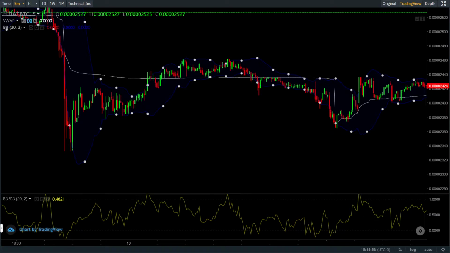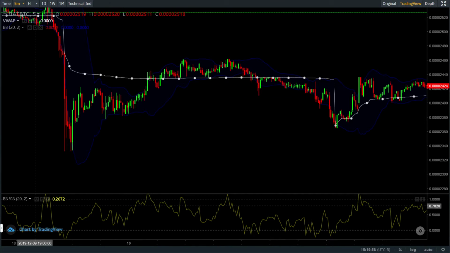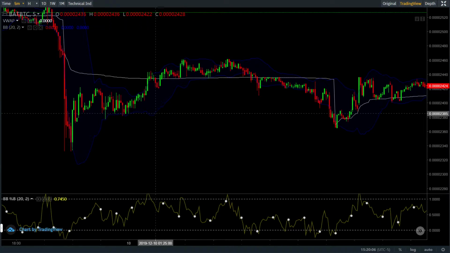And for your VWAP ratio, just use the default, I guess. And same thing for your Bollinger Band percent. The length is 20, standard deviation is 2. Okay? Just wanted to point that out real quick. Anyways, we're back to where we were.